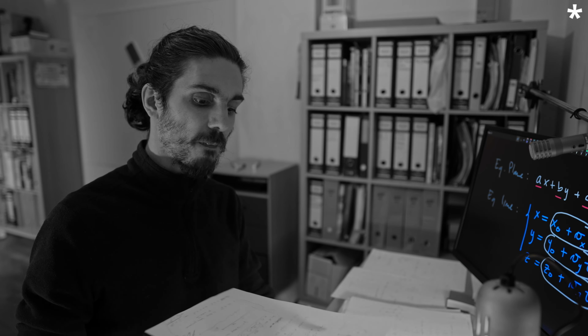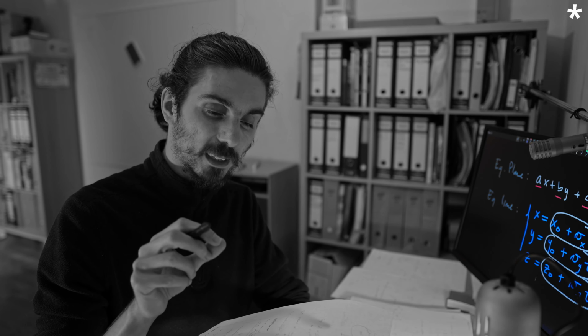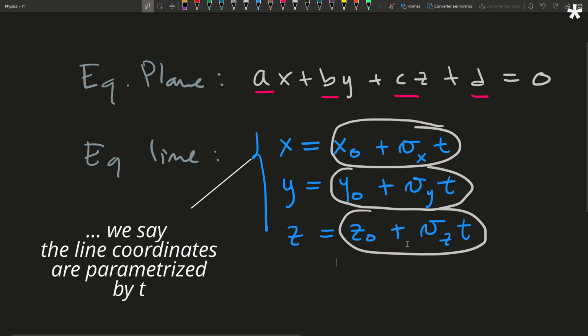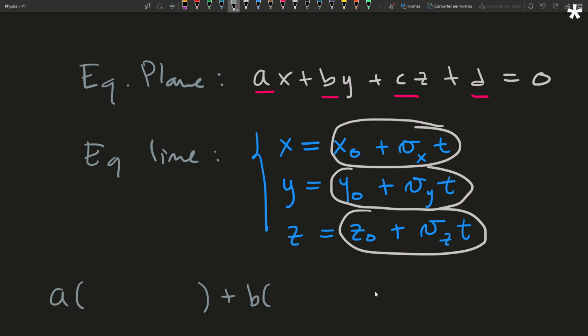And so, going back to our original problem, the point of intersection between the plane and the line must obey the equation of the plane, and its coordinates must have the form given by this. Okay? And so I'm going to substitute this thing here. It gives me a times something plus b times something plus c times something plus d is equal to 0.